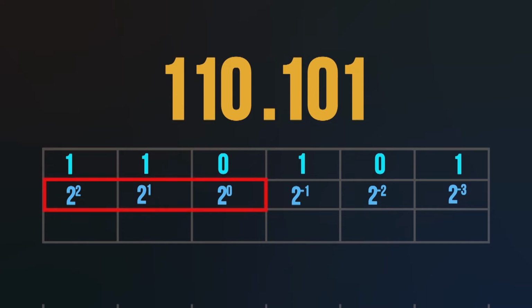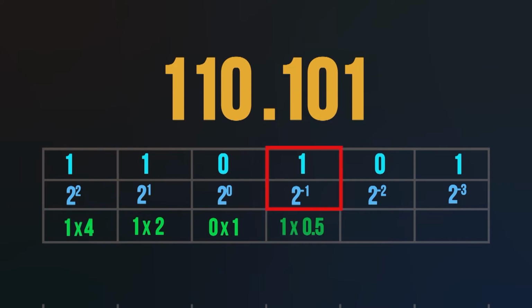From the decimal point towards left, the positional value is increased by the powers of 2, and hence it is written as 2 raised to 0, 2 raised to 1, 2 raised to 2, etc. The first digit in the integer part has 2 raised to 0 weights, then 2 raised to 1, 2 square and so on. The first digit in the fractional part has 2 raised to minus 1 weights, then 2 raised to minus 2, 2 raised to minus 3 and so on.